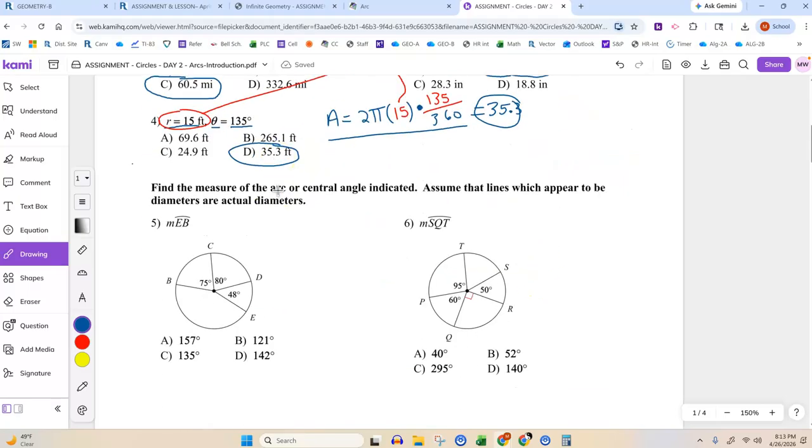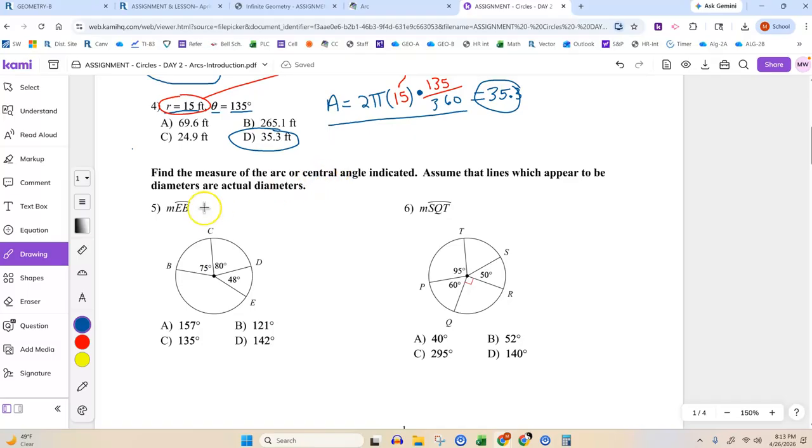Okay, the next thing we're going to do is look at specific symbols that let us know what we're looking for. It says find the measure of the arc or central angle indicated. Assume the lines which appear to be diameters are actual diameters. What does that mean? It means that if a line goes straight through, it looks like it is the diameter. But if it doesn't, like for example from C to the point, that's a radius. Any line from the edge of the circle to the center is a radius. So we have 1 radius, 2 radius, 3 radius, 4 radius, but we don't have any diameters because none of these lines form a straight line.